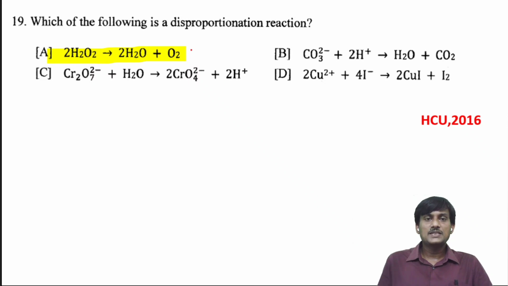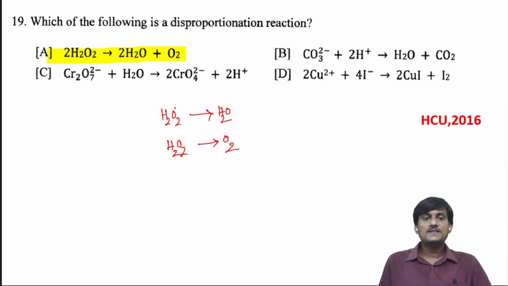Which of the following is a disproportionation reaction? In a disproportionation reaction, the same chemical species undergoes both oxidation and reduction. In case of the first option, H2O2 is converted into H2O and the same H2O2 is converted into O2.